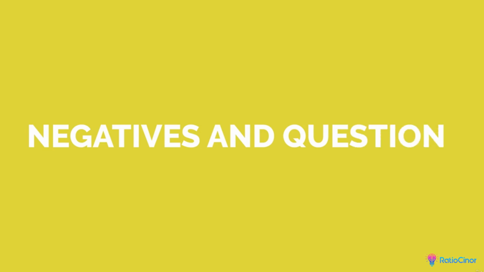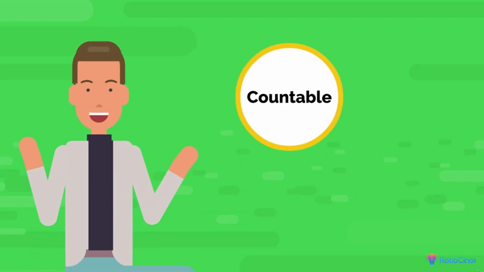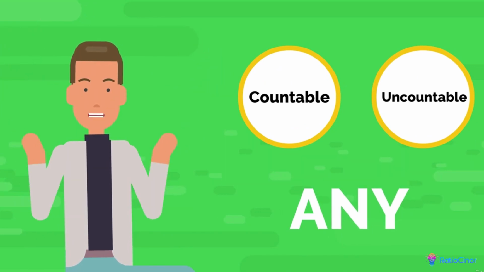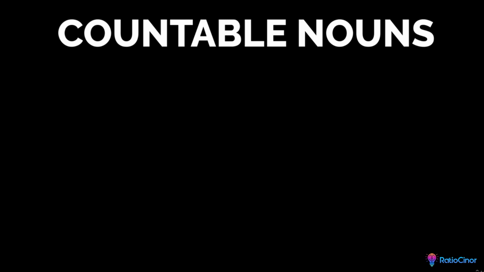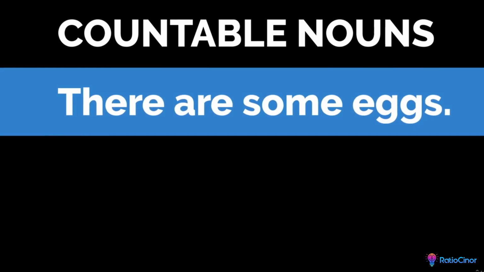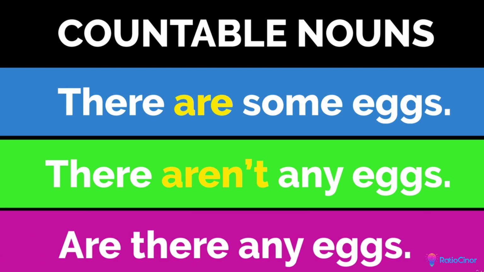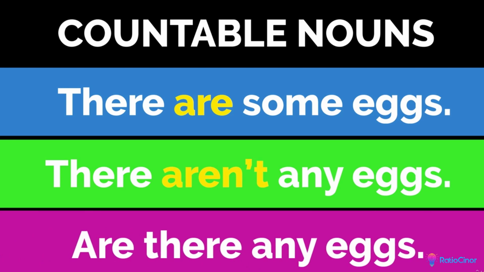Negatives and questions. For both countable and uncountable nouns, use any in negative sentences and questions. Countable nouns: there are some eggs. Use are for positive countable statements. There aren't any eggs. Use aren't for negative countable statements. Are there any eggs? Use are there for countable questions.